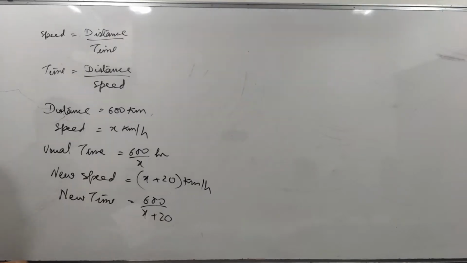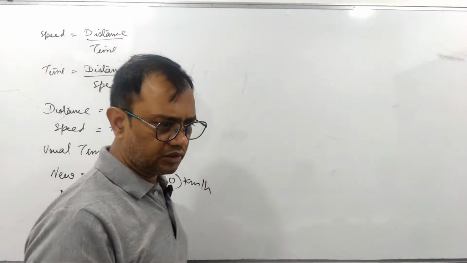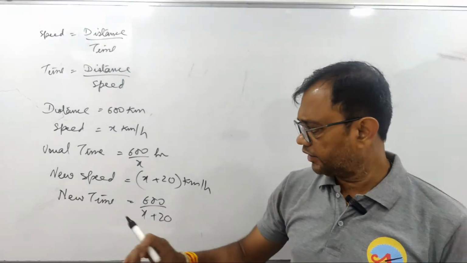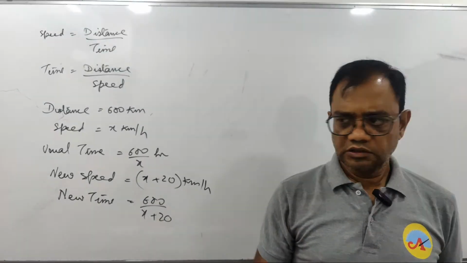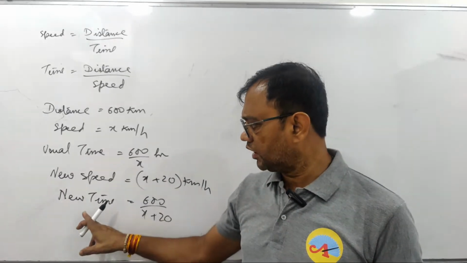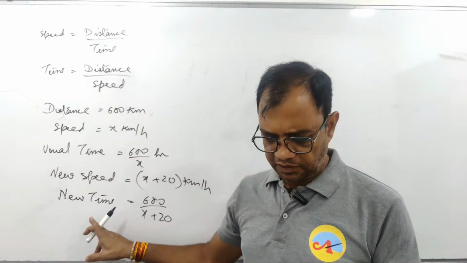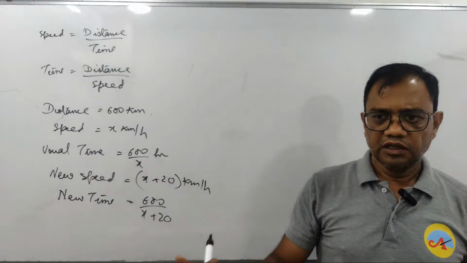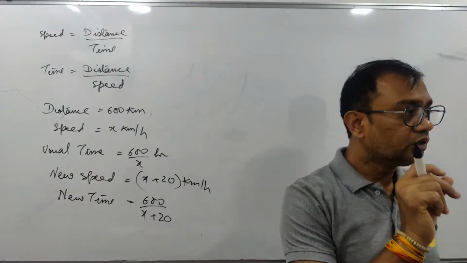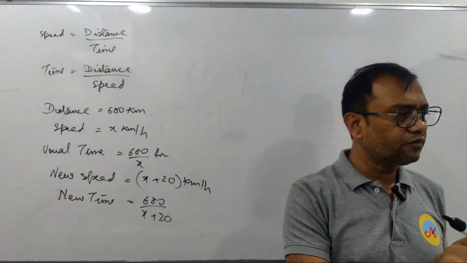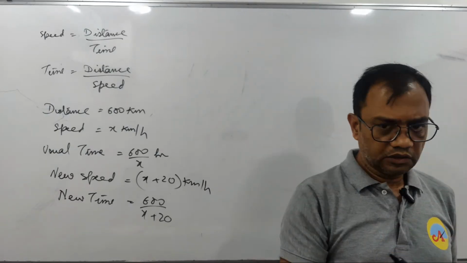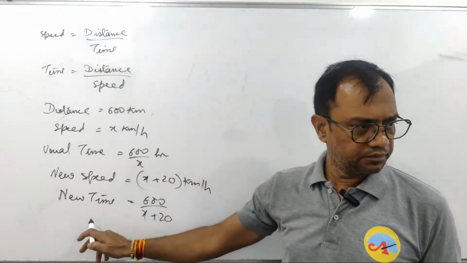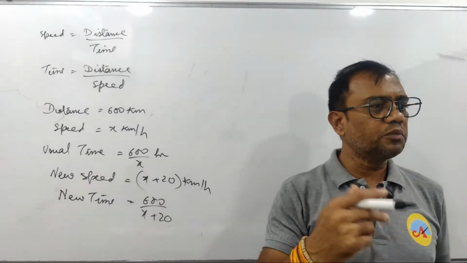Now whenever a statement like "reduced" is written, that statement is always related to the new time. So had the speed been increased, the time taken would be reduced by 5 hours, which means the new time is reduced by 5 hours. Your objective is to find which time is greater, either the usual time or the new time. So here it is written reduced by 5 hours.